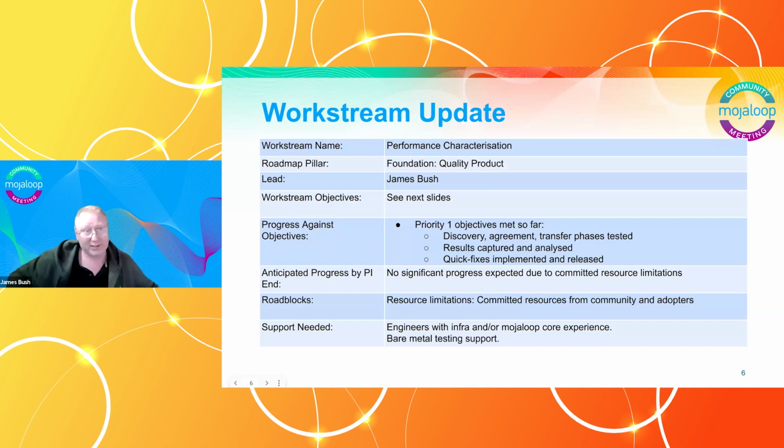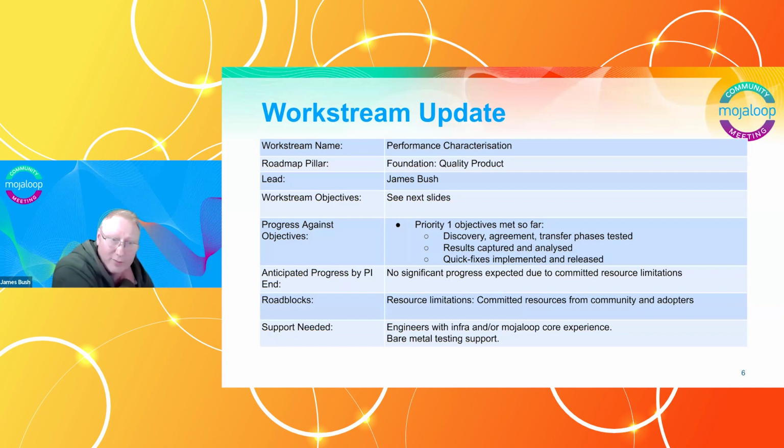So what have we achieved against those objectives in this PI? Well, so far we've tested, as I said, the discovery, agreement, and transfer phases. We have captured a whole bunch of results and analyzed those. We have implemented some quick fixes, identified where some of the immediate low-hanging fruit bottlenecks were. Those fixes have been done. They've been incorporated in recent releases. That is ongoing work. So it's possible that we'll see more performance fixes in future releases. We're expecting that to become part of business as usual.